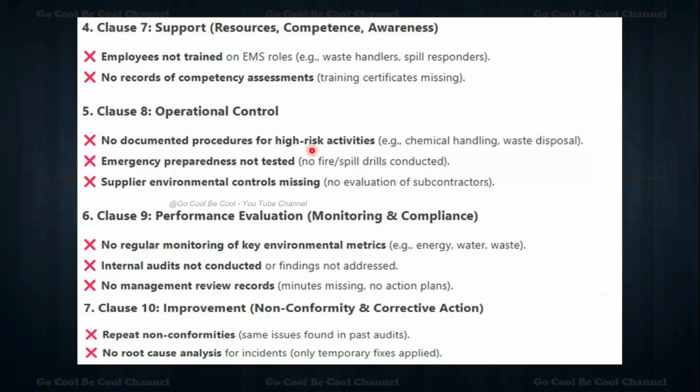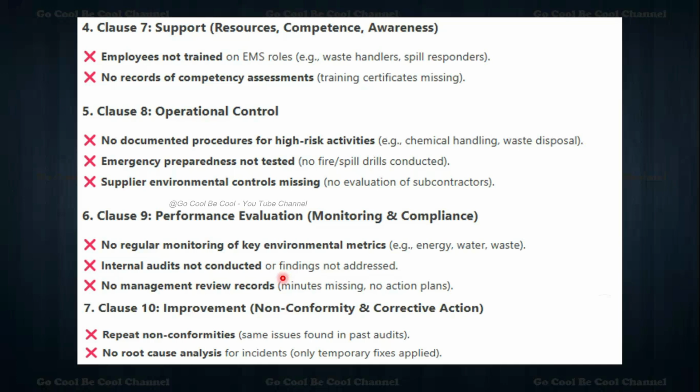Now clause 8 is operational control. We can see no documented procedure for high-risk activities, for example chemical handling and waste disposal. Emergency preparedness is not tested, so no fire or spill drills are conducted. Supplier environmental control is missing, with no evaluation of subcontractors.